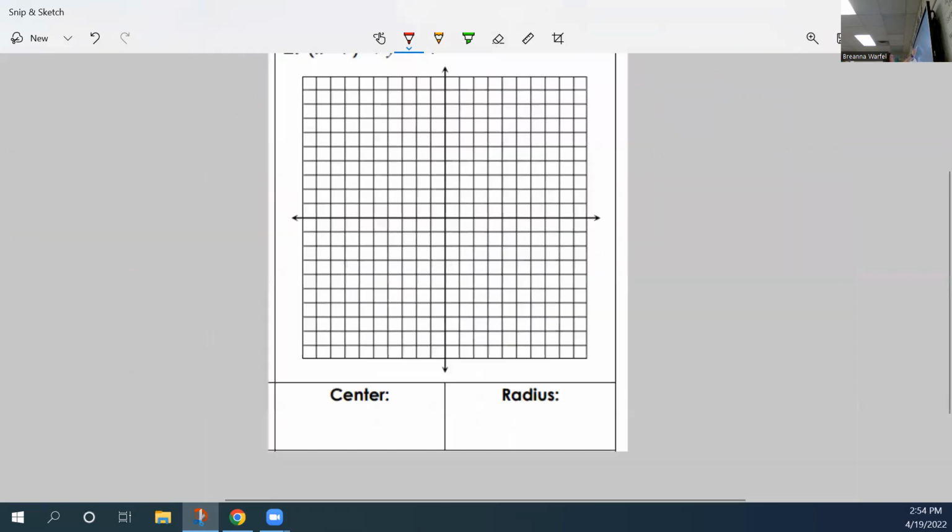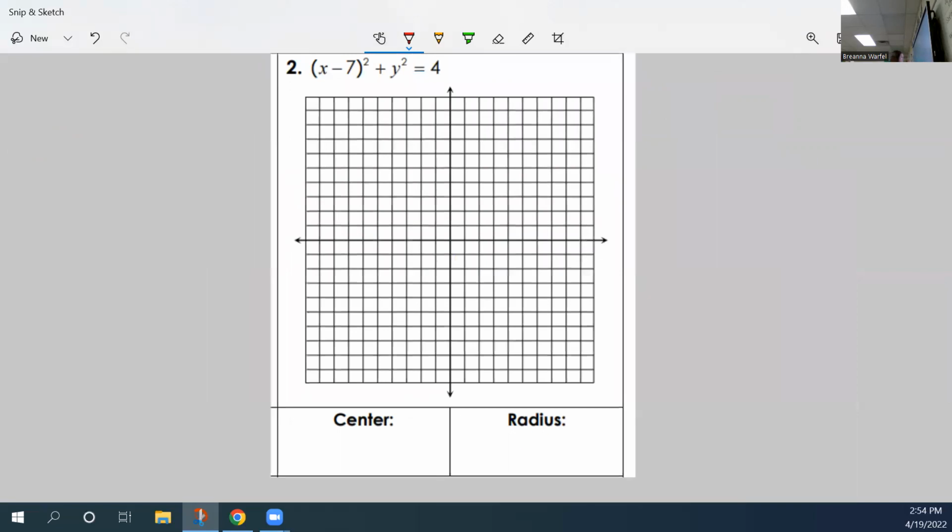So your radius is 2. Your center is 7, 0. So go over to 7 on the x-axis: 1, 2, 3, 4, 5, 6, 7. And then your radius is 2. Up 2, left 2, down 2, right 2. And that should be your circle.